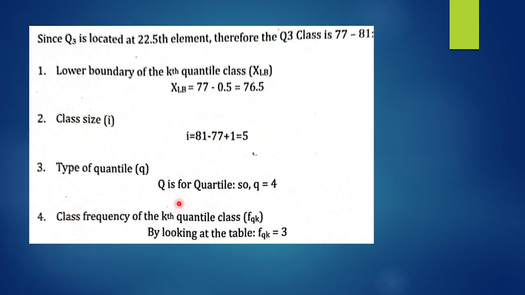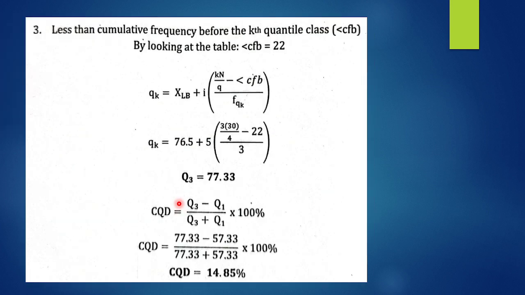Now, let's proceed to the fifth or the final step here. So getting the less than cumulative frequency before of the kth quantile class, or less CFB. Here. So same procedure, just substitute. We do have 76.5 plus 5 multiplied to the quantity of 3 times 30 all over 4 minus 22 all over 3. So our Q3 or third quartile is equal to 77.33.